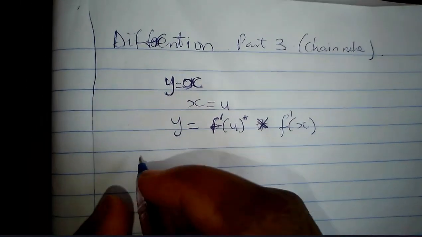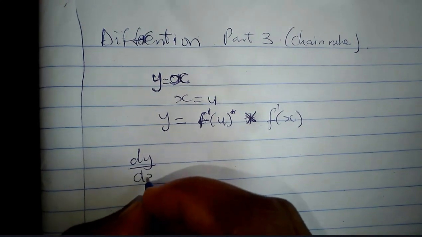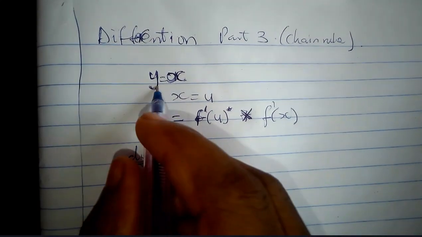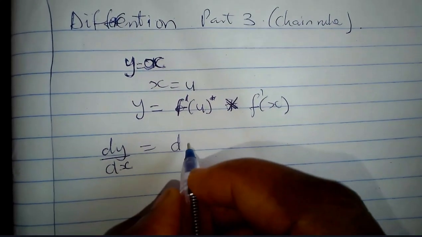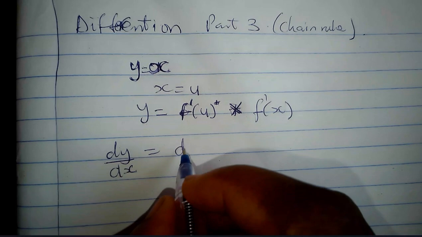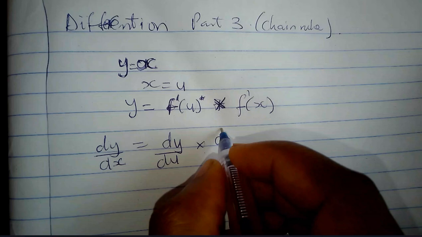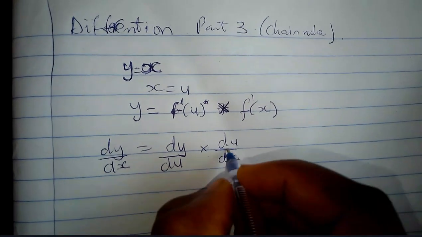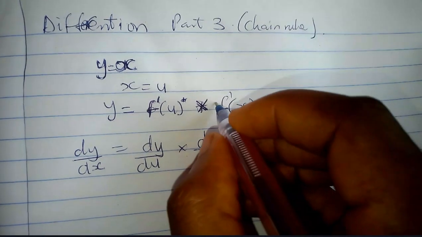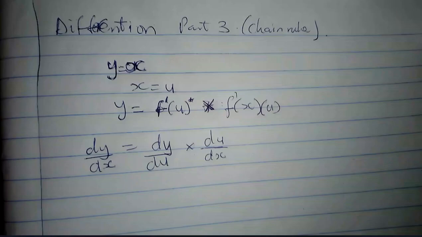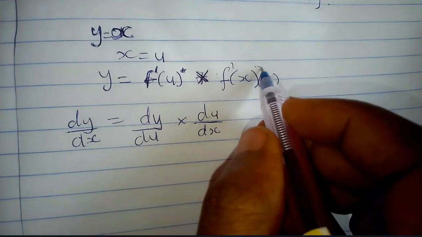We are saying dy/dx, where y is a function of u and u is a function of x, means dy/dx is equal to dy/du times du/dx. So this is with respect to u.